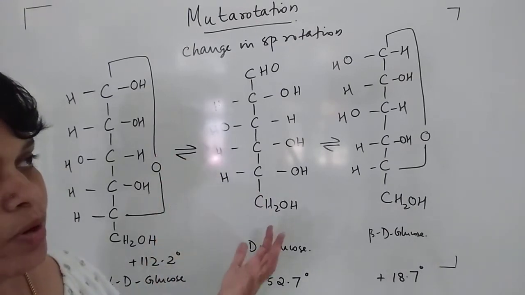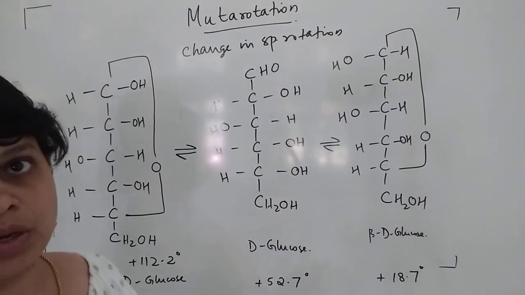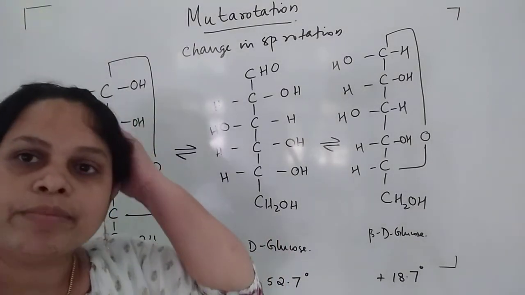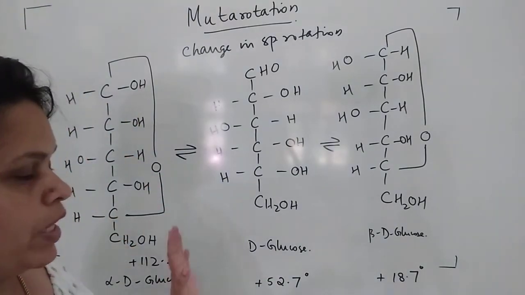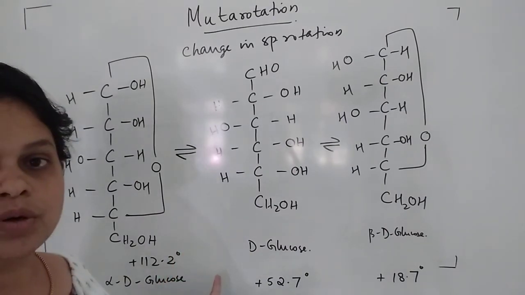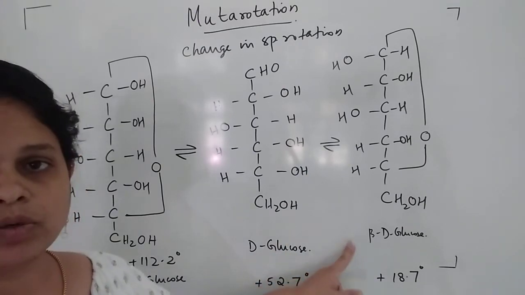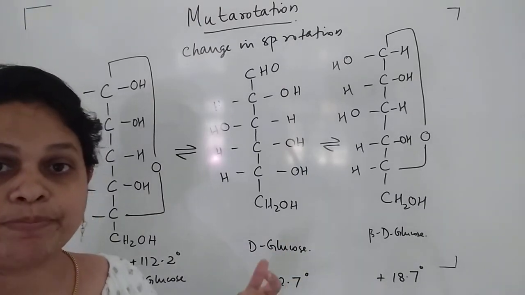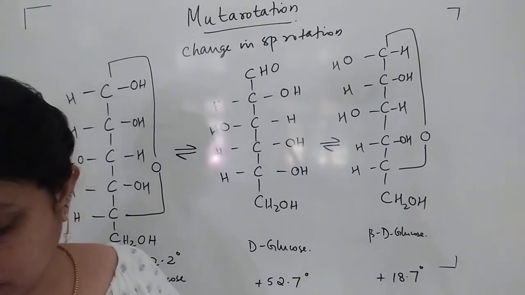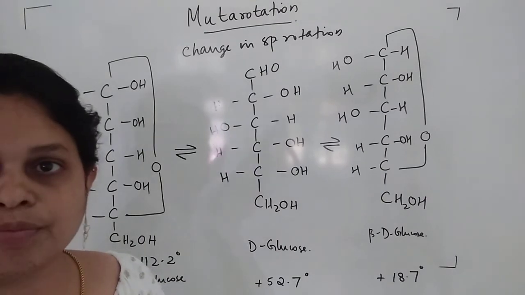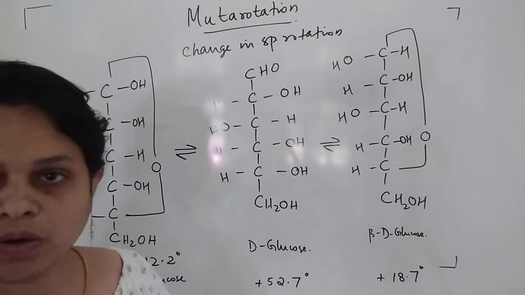The process in which there is a change in the specific rotation of a sugar solution with time is known as mutarotation. The peculiarity is that the alpha D glucose, the D glucose and the beta D glucose all have the plus sign, meaning all are dextro-rotatory. So mutarotation is very important. Mutarotation, epimers and anomers are all very important, and they will always be asked.